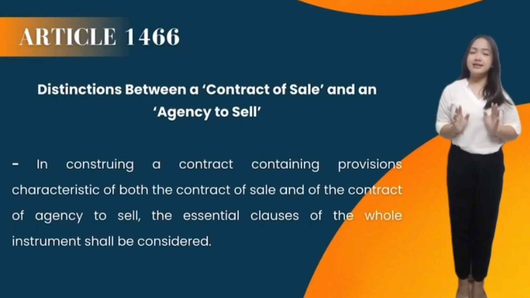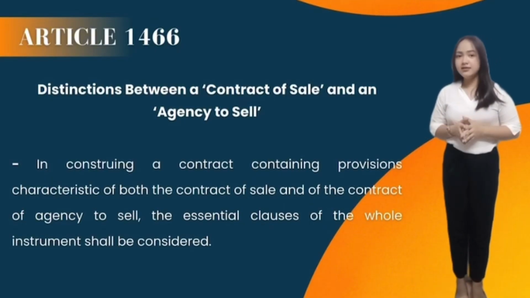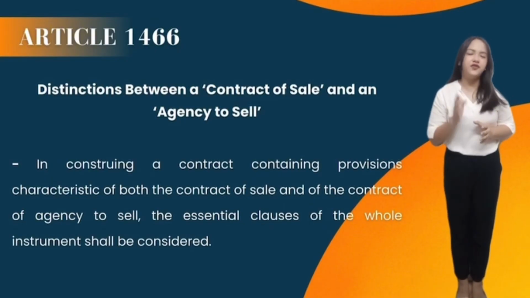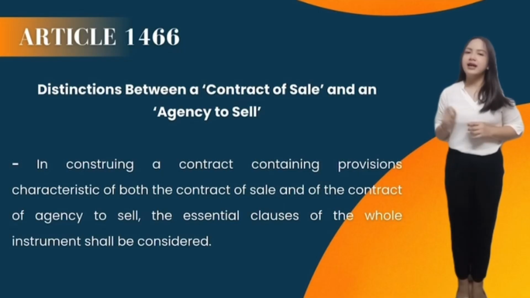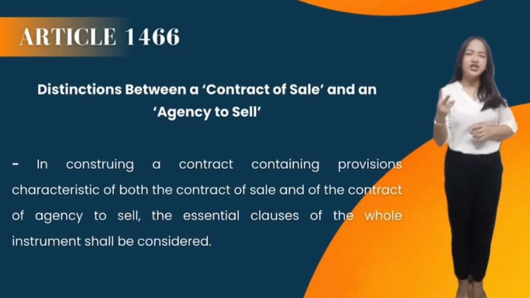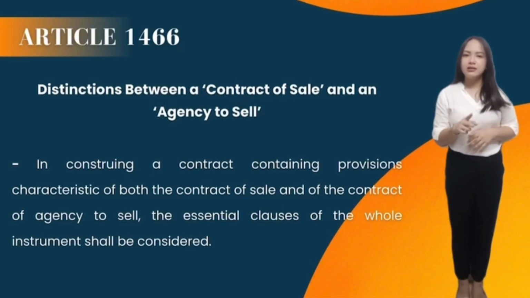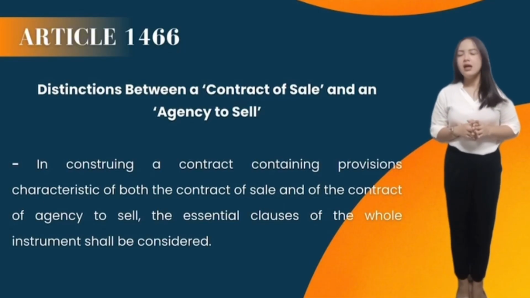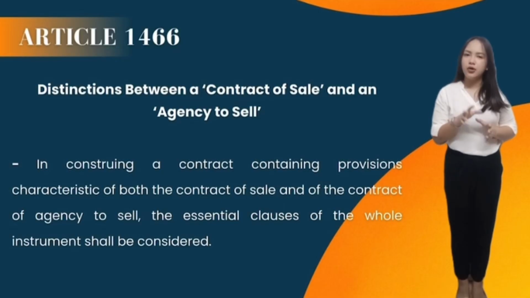Article 1466. In other words, when a contract has features of both a direct sale and an agency to sell, like a consignment, you need to look at the main parts of the whole agreement to decide if it is truly a sale or just an agency arrangement.